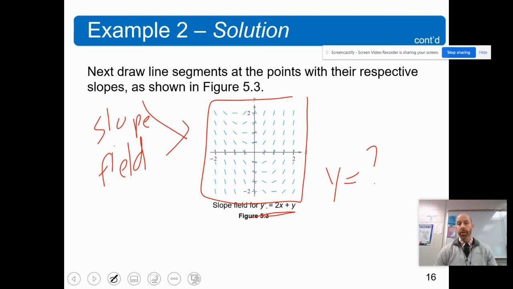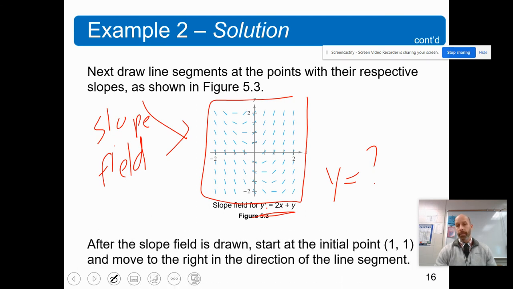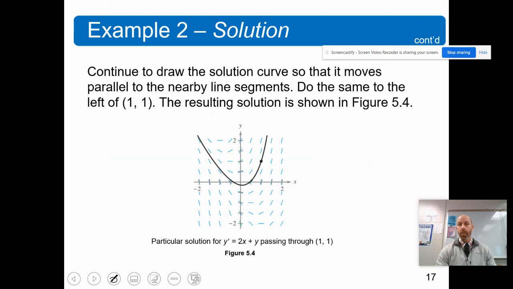Now, remember, we're interested in finding the solution at (1, 1). The point (1, 1) is 1 to the right on the x-axis and up 1 on the y-axis. So what we can do is take that slope field, and I've already got it drawn here in black. That dark curve there, you'll notice the point (1, 1) is on that curve. You see how the curve goes along with the slopes of those blue individual slopes from the slope field? It gives you some idea of what that curve looks like. So this is the particular solution for the differential equation y prime equals 2x plus y. Okay, and that is that.